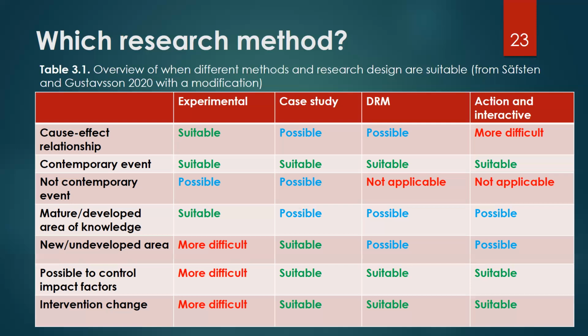It can be done even with qualitative data. Generally, what we see in engineering science is mainly experimental and case study, as far as I see. But you can apply DRM and action interaction research as well, but not everywhere. Experimental and case studies are very common actually in many places.